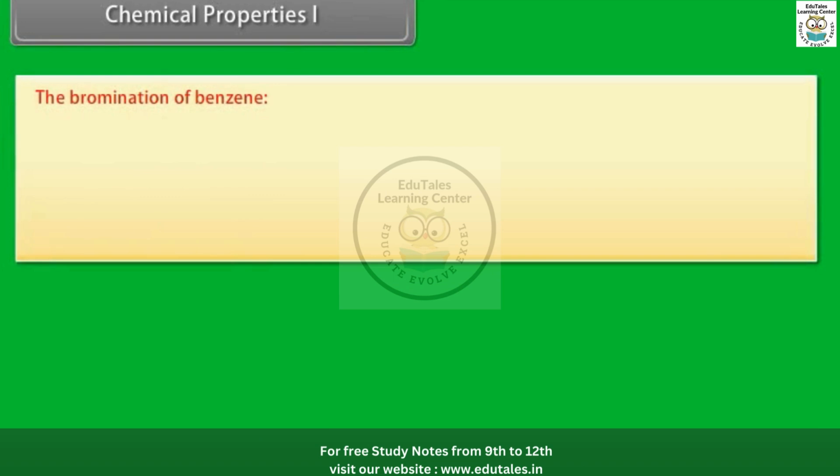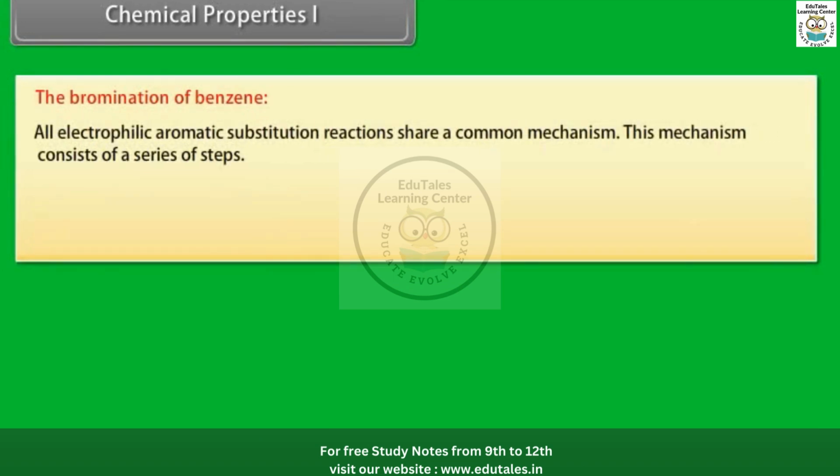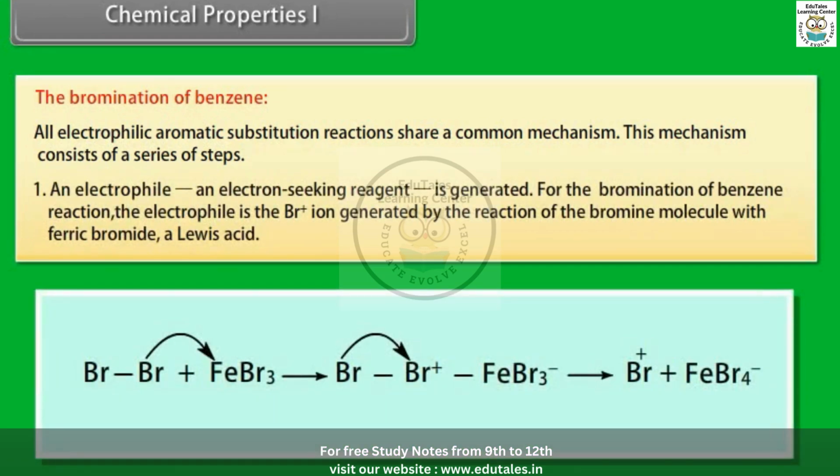The bromination of benzene. All electrophilic aromatic substitution reactions share a common mechanism. This mechanism consists of a series of steps. An electrophile, an electron-seeking reagent, is generated. For the bromination of benzene, the electrophile is the Br plus ion generated by the reaction of the bromine molecule with ferric bromide, a Lewis acid.